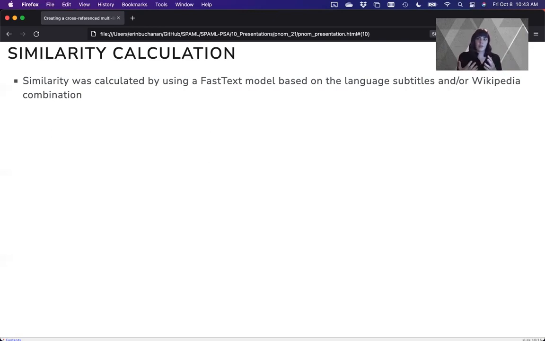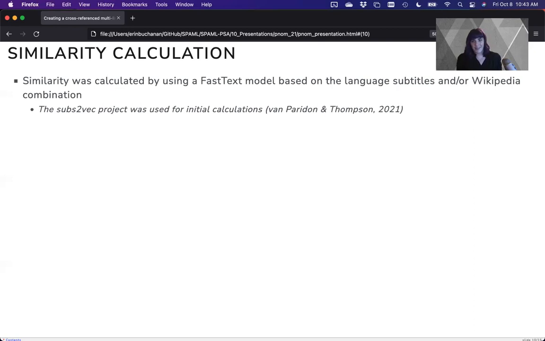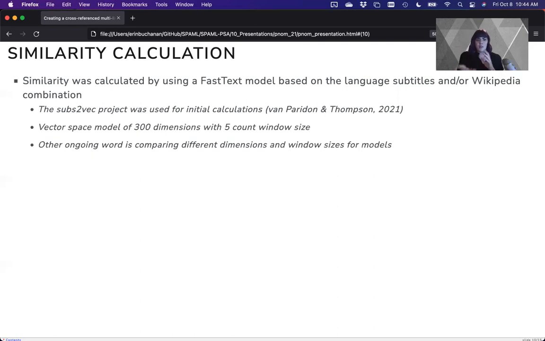And we did that for the language subtitles or the Wikipedia combination with the subtitles when necessary. And we actually borrowed this from Subs2Vec because they've already done it. And this is a project that has calculated fastText models for all the languages in the Open Subtitles project. That model in particular, if you're interested, is 300 dimensions with a 5-count window size. And a separate ongoing project is sort of thinking about, is it appropriate to use the same window size and dimensionality for all languages? But this is where we started, because I don't think the similarity will be too different across these different representations in high vector space.